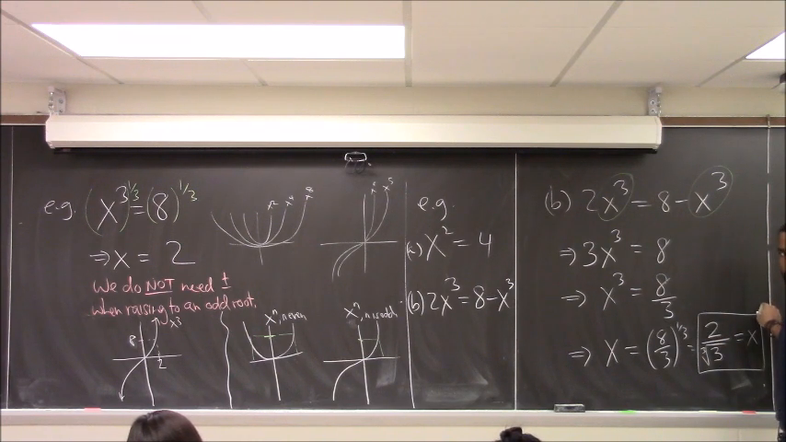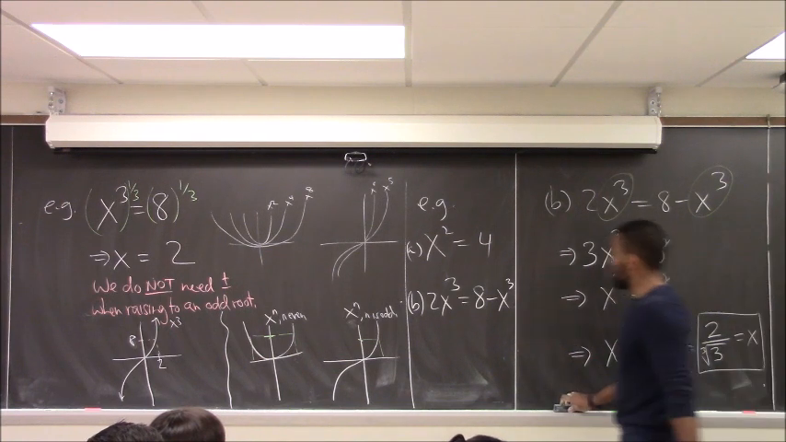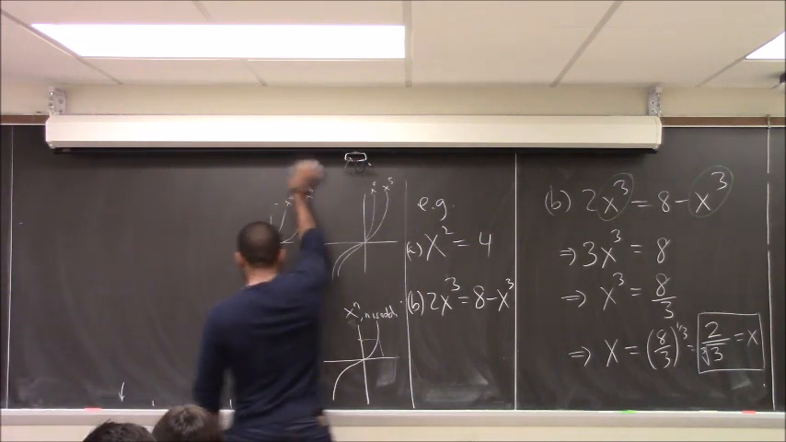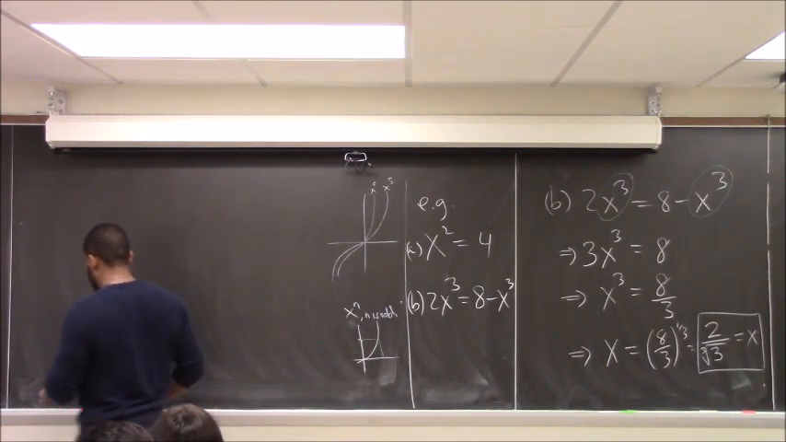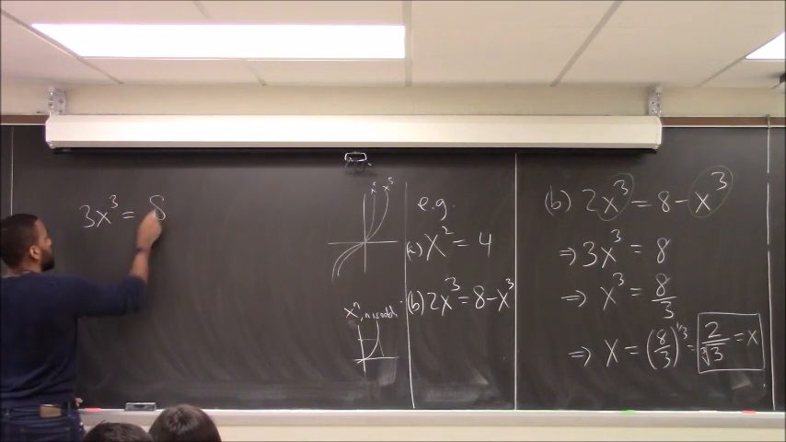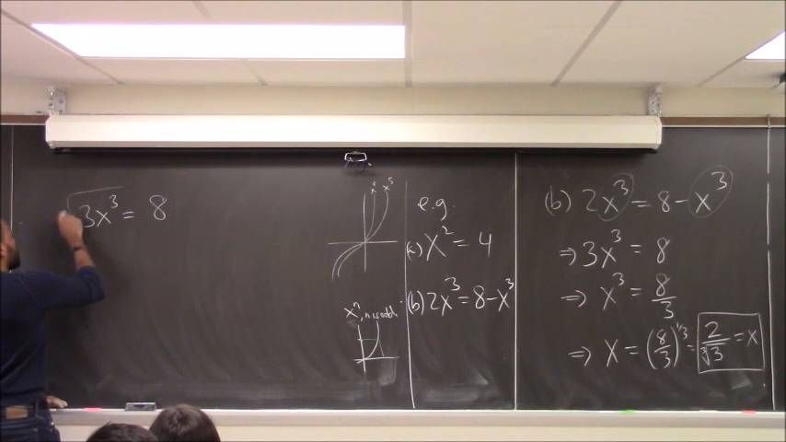Questions on that? Yeah. Could you just take the cube root of 3x cubed? You have to move the 3 over first. Well, what would happen if you took the cube root of 3x cubed? Let's do that. So in this situation, if I have 3x cubed equals 8, could we take the cube root of both sides at this point?